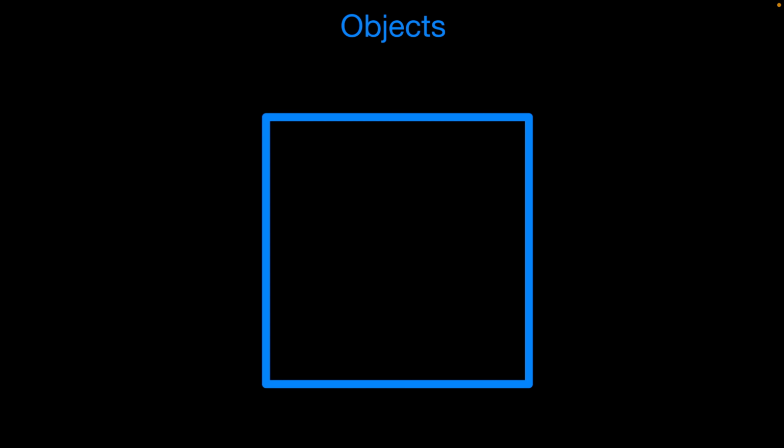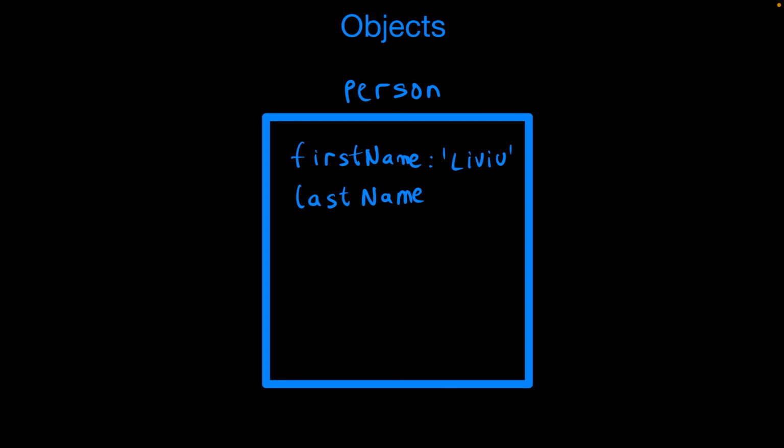So for example, we can have a box labeled person. And inside the box, each compartment has a label, like first name, last name, and so on. And inside the compartment, you can store a value, like the first name can be a string, Livio, and the last name can also be a string.